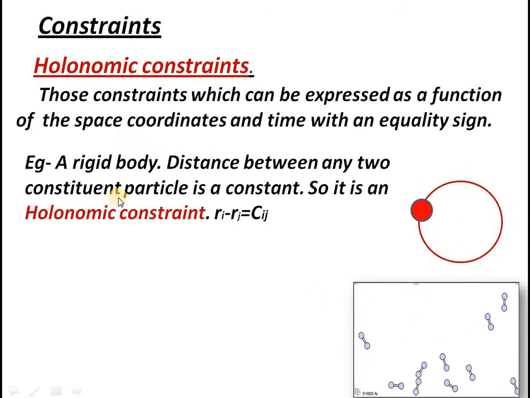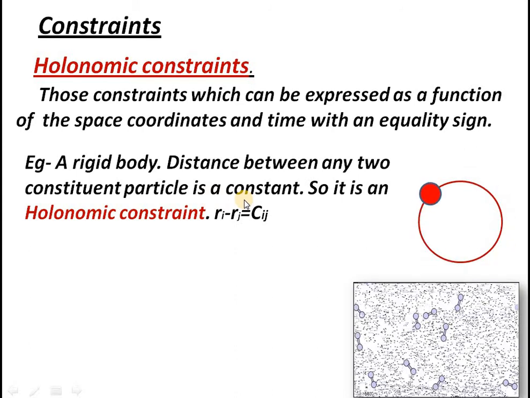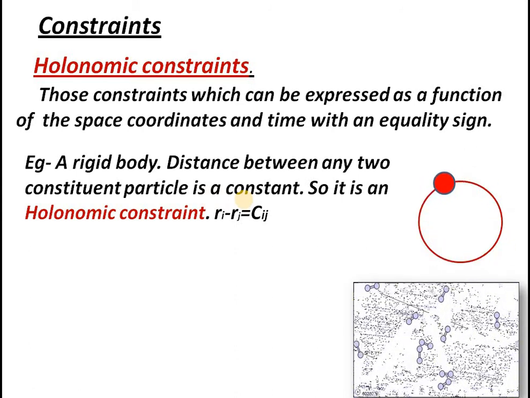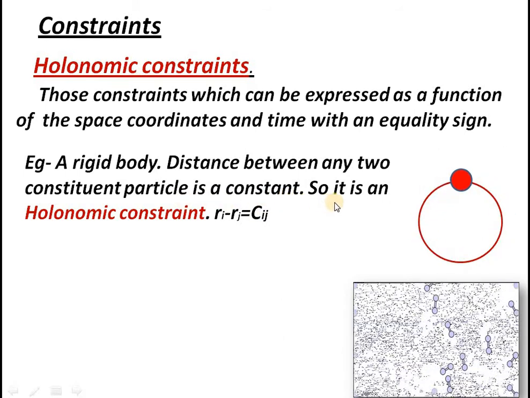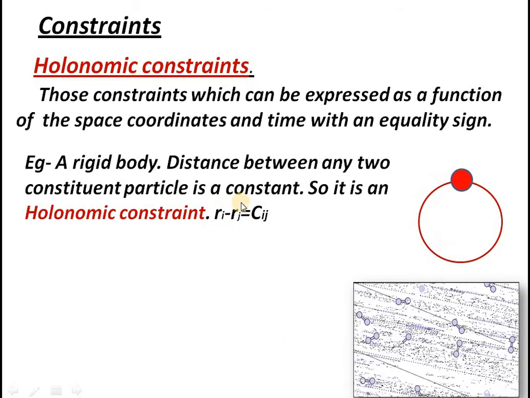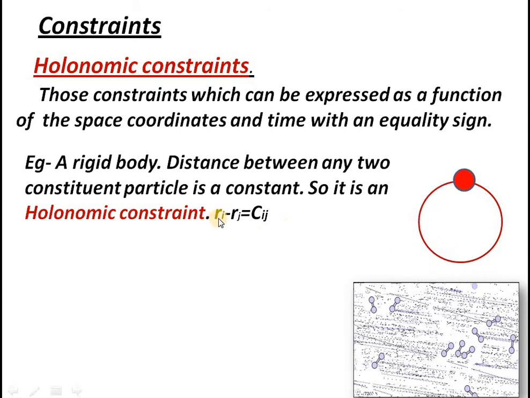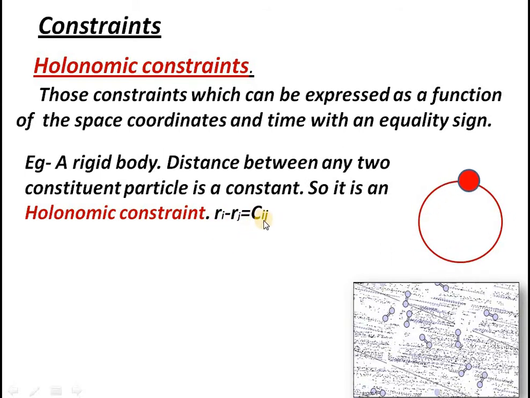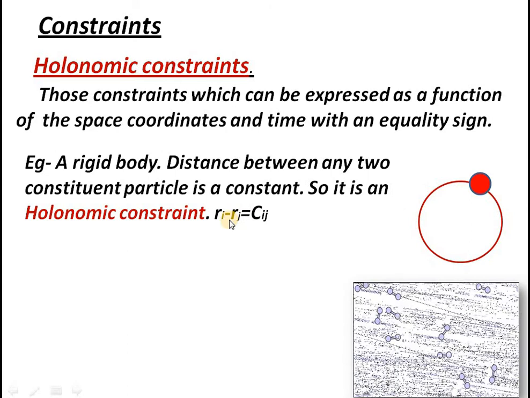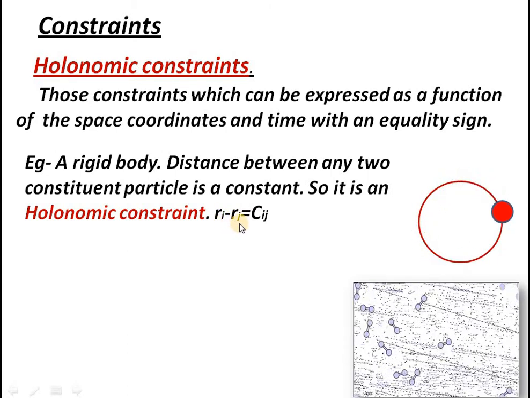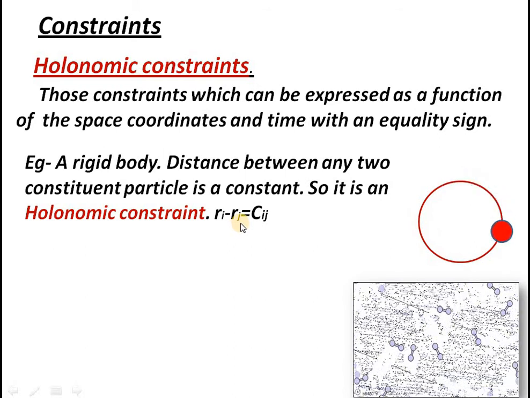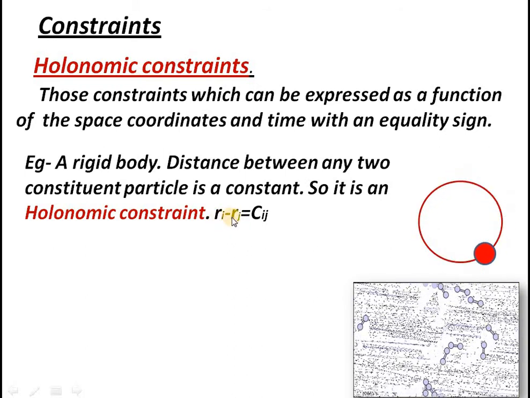In a rigid body, all the constituent particles are fixed, so interparticle distances are constant. So it is a holonomic constraint, the simplest example of a holonomic constraint. Ri minus Rj is equal to Cij, where C is a constant. Ri is the position vector of the ith particle, Rj is the position vector of the jth particle. So the distance between them is always constant.